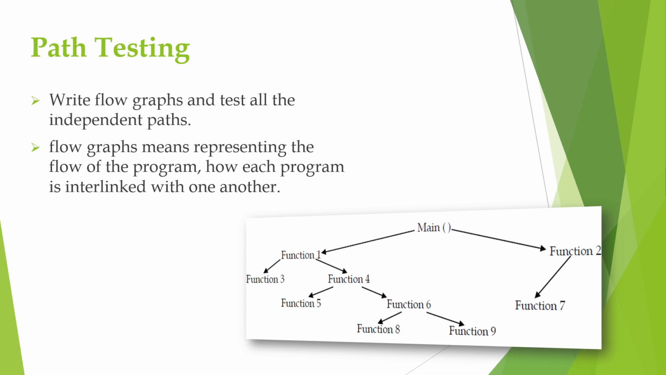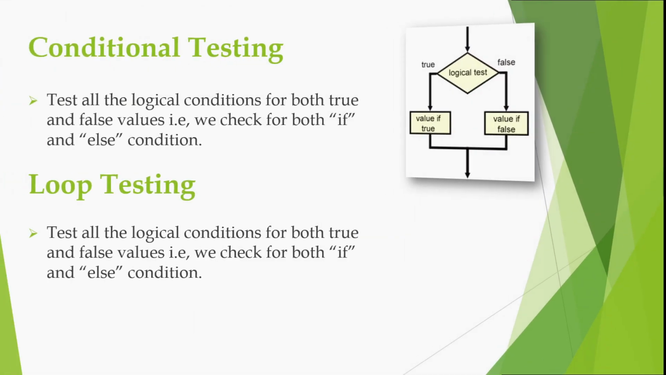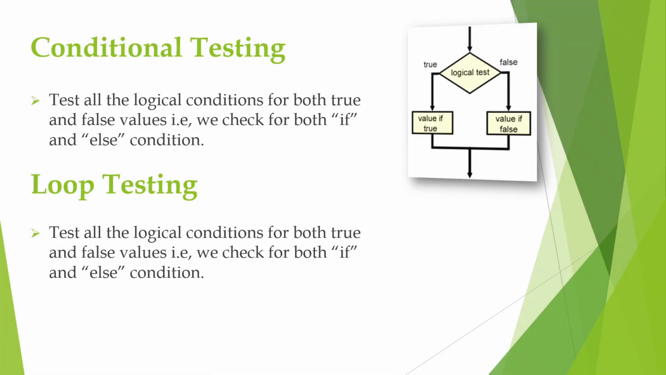Next is conditional testing. Here, the developer will test the application for all the logical conditions, that is for both true and false. If it is true, then what should the result be, and if false, what should be the result. This is what is called conditional testing. Here you can see a diagram from which you can understand conditional testing.